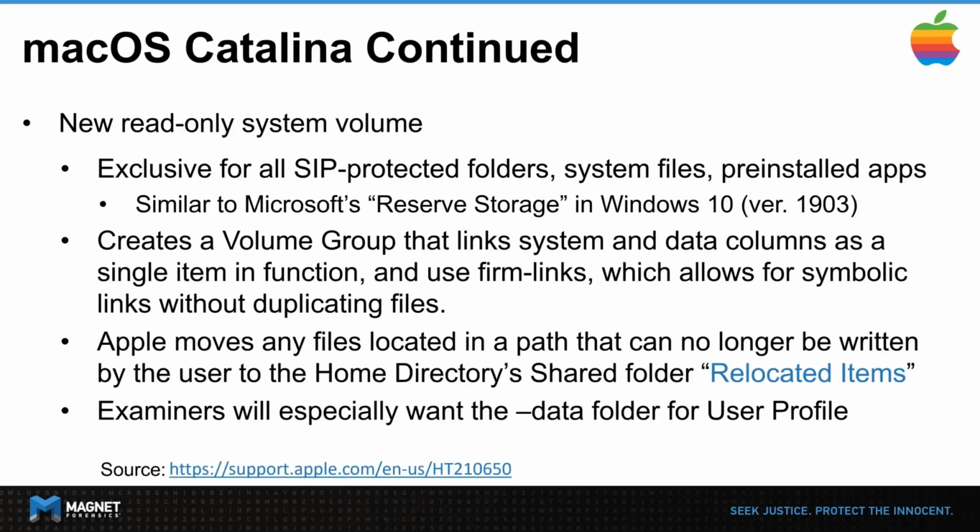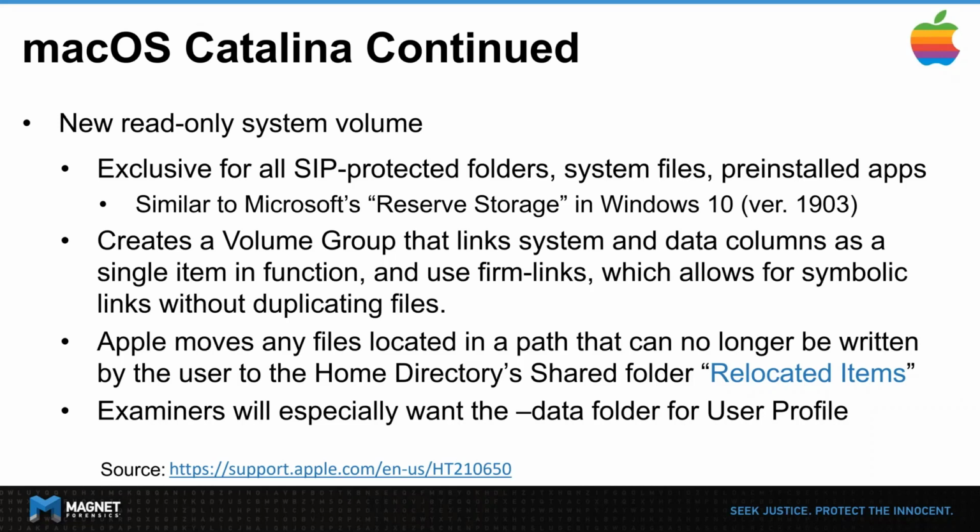Now, along with that Catalina upgrade, we have that new read-only system volume. And this is essentially, think of Microsoft's Reserved Storage in Windows 10 1903. This is going to be that protected folder, system files, and pre-installed apps for your Mac. It's going to create a volume group that links that system data and the data volumes, essentially using firm links, which allow for the symbolic links without the duplication of files. So essentially, you're not going to have duplicate files everywhere on your system, and it's going to protect your system a lot stronger than just the standard zip that just protected a few folders.